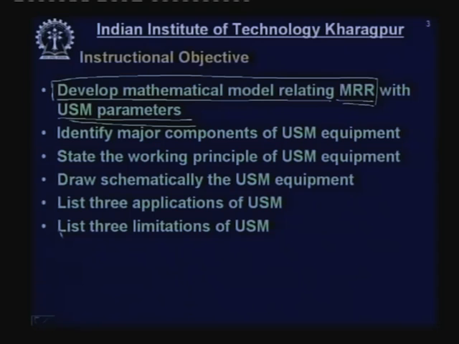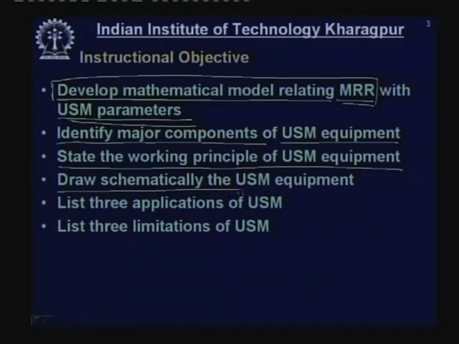Any non-traditional machining process, or for that matter conventional machining process, requires equipment. So, for ultrasonic machining there is ultrasonic equipment. Once you go through this lecture, you will be able to identify the major components of ultrasonic machining equipment and state the working principle of those modules or sub-modules. You would be able to schematically draw the ultrasonic equipment, and like any other non-traditional process that we are covering in this module, you would be able to list at least 3 applications and at least 3 limitations of USM.